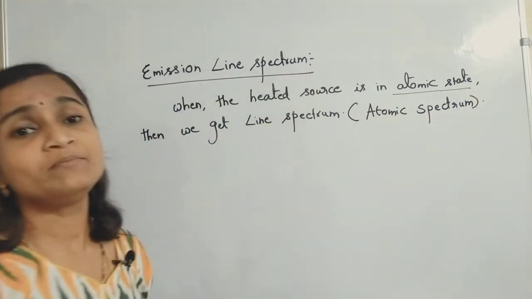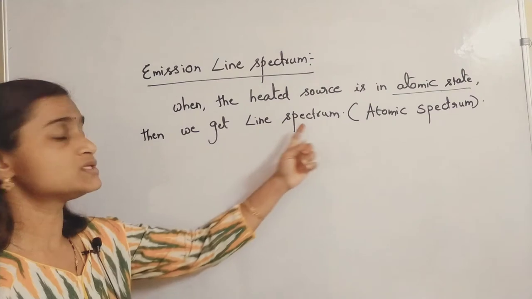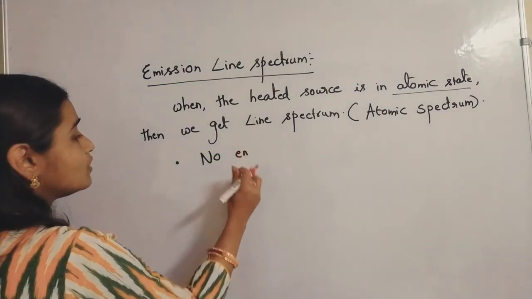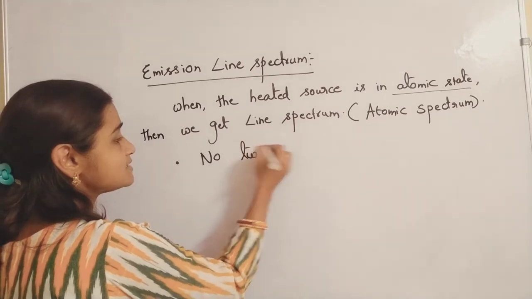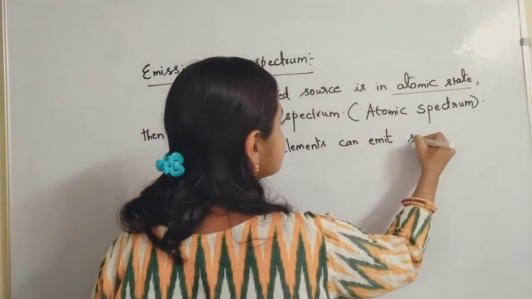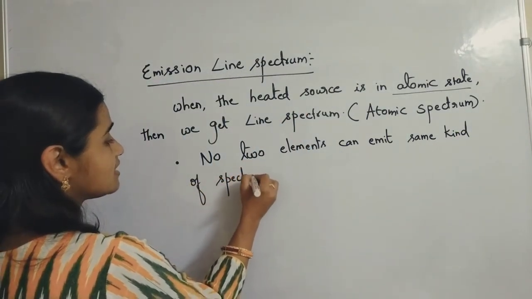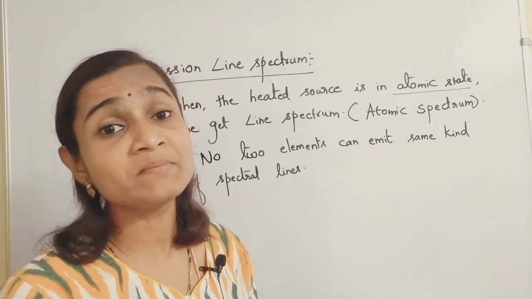Now, very important points we are discussing about line spectrum. Emission line spectrum is obtained when the heated source of light is in atomic state. This is your first and foremost point. Next, no two elements emit the same kind of spectral lines. Please understand these points carefully. So spectral lines are obtained based on the type of element which is being heated. Please remember that point carefully.